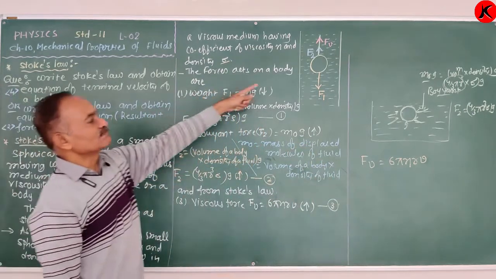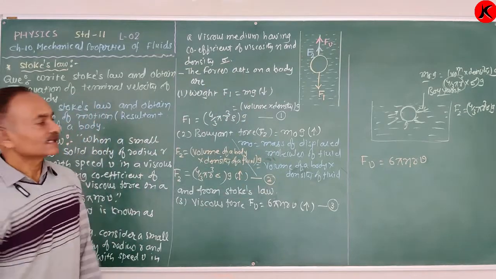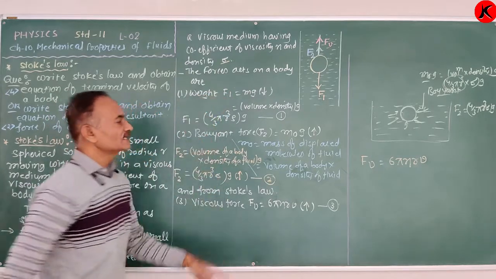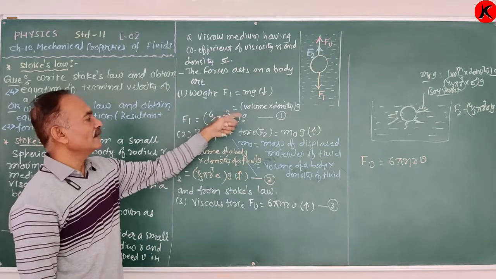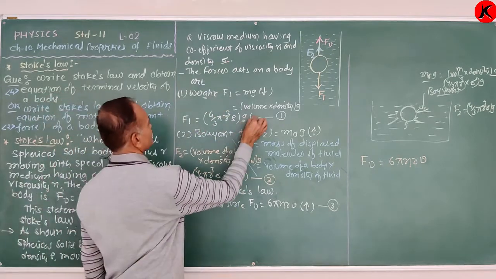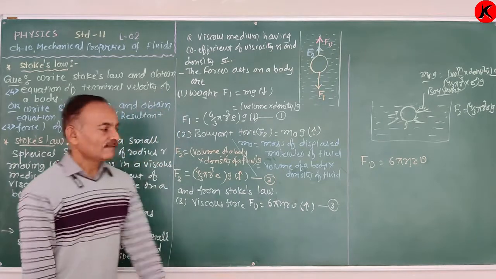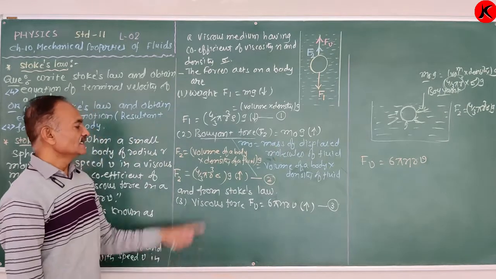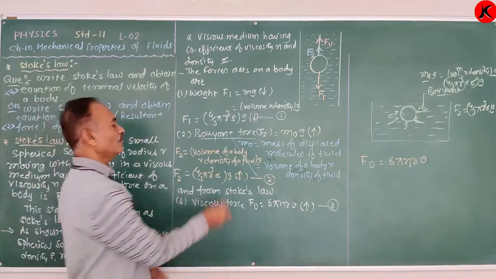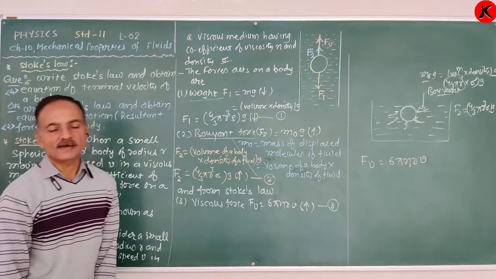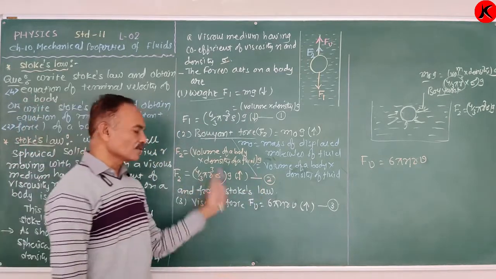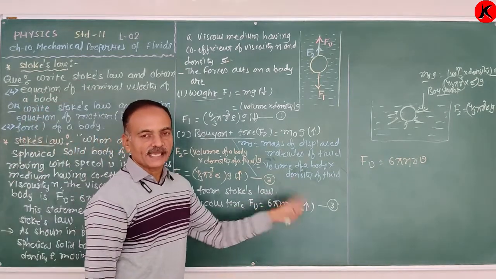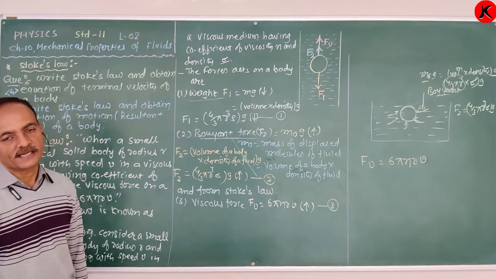So, when the body is moving in a fluid, three forces act. One is the weight, F1, which is 4 by 3 pi r cube rho into g, in the downward direction. The second is the buoyant force, m0 g, which is equal to 4 by 3 pi r cube sigma into g, in a vertically upward direction. And from Stokes' law, the third force is the viscous force Fv, which is equal to 6 pi eta r v, in a vertically upward direction.